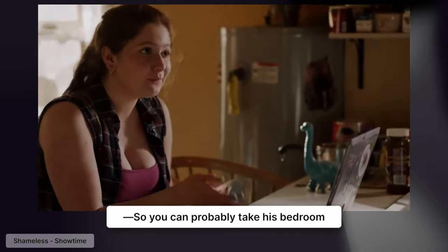Did you hear more of an "oh" or "uh"? What's the right answer? They're all correct. In fact, you can even hear one of those reduced, because it's such a high frequency word. So you can probably take his bedroom.